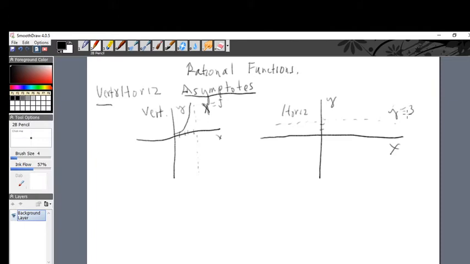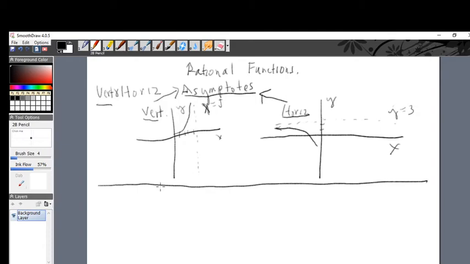What's an example of a horizontal asymptote? Something that's getting closer and closer to that horizontal line, but never actually touches it. That's what the graph is doing. That's a horizontal asymptote, right? This is a horizontal asymptote, a crude picture, and this is a vertical asymptote, crude picture. Okay, that's just to show you what we mean by asymptotes.